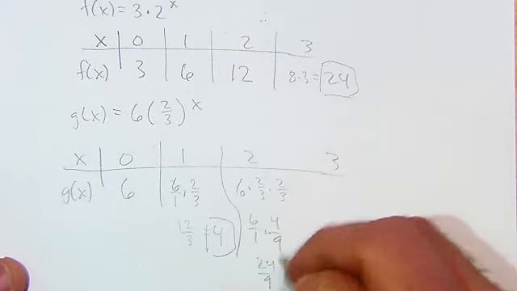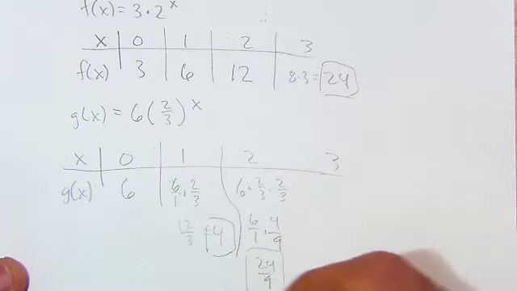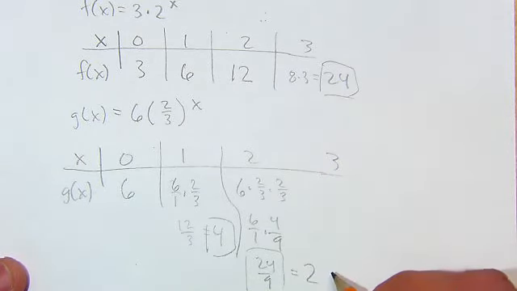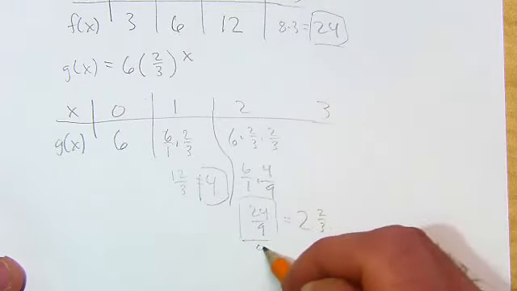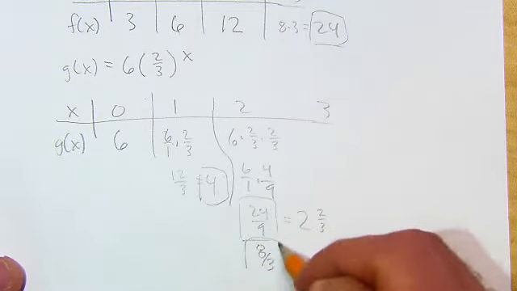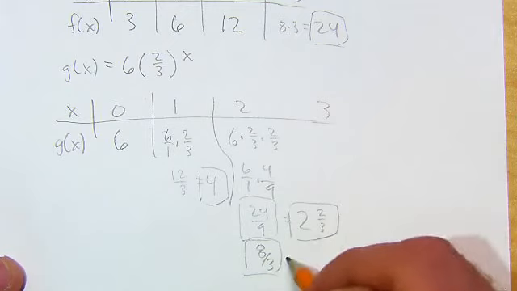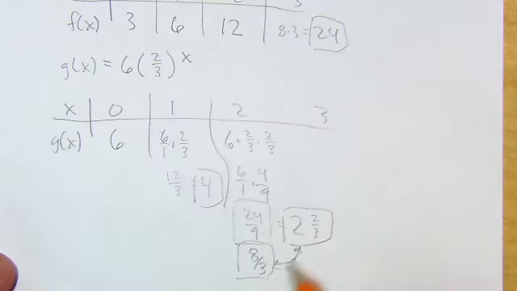If you want to just keep it like that, I would be okay with that. If you want to change it to a mixed number, what are you talking? 2 and 18, 6/9, so it's just 2 2/3. This actually reduces, doesn't it? If you divide by 3, it's 8 over 3. Okay, so either of these is fine, 8 over 3 or 2 2/3.